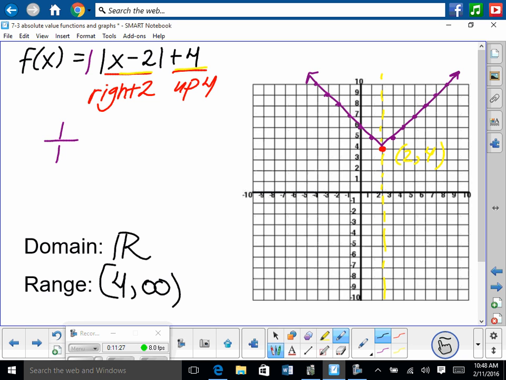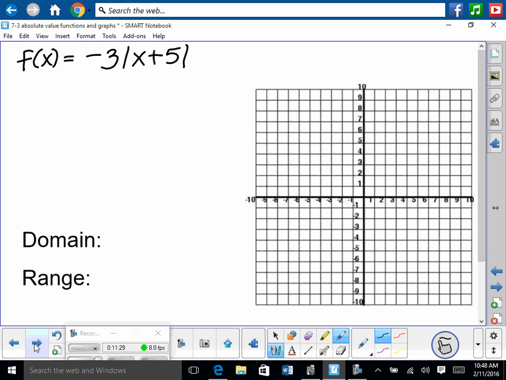Okay, one more example. So we're graphing this one. Your first thing is to determine your shifts left and right, up and down. So we're going to be going left 5. What if that plus 5 was over here on the outside? Wouldn't that be our shift up 5? Yep. So be careful. So we're going left 5.